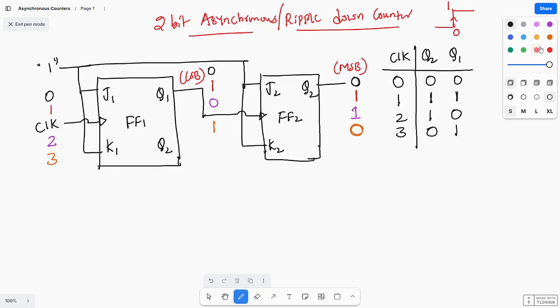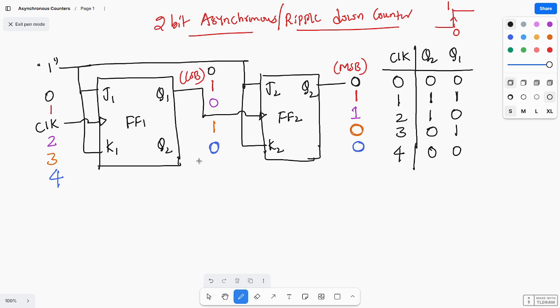Okay, and next at the fourth clock pulse, this will toggle from 1 to 0. This is the negative edge of the clock, and a negative edge of the clock means it will not trigger, because you are getting a negative edge. So it will stay in the same state, 0. So at the fourth clock pulse you are getting 0 0 0 0.